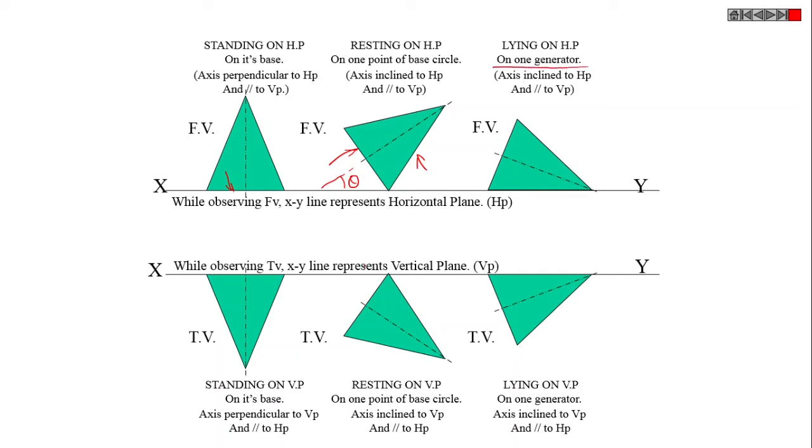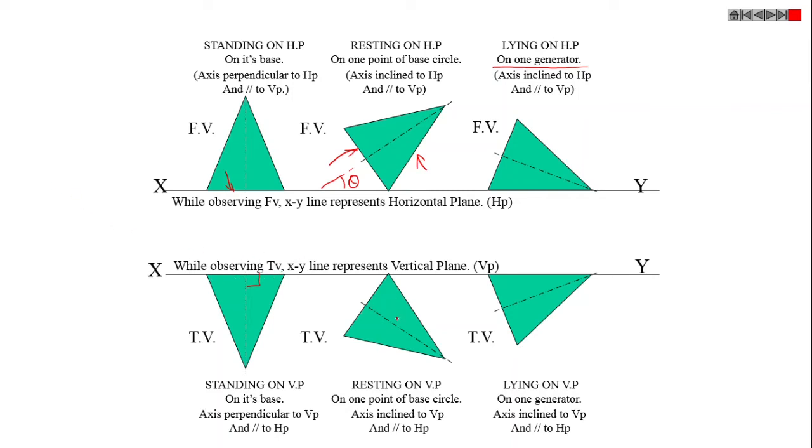That is the condition. Here in this particular case, we can see that the axis is perpendicular to VP. That means this is the top view. In the top view, we can see that the axis is perpendicular to the XY line. That means the solid is resting on VP such that its axis is perpendicular to VP, and the base is in VP.